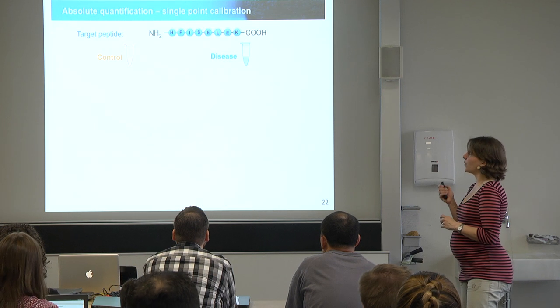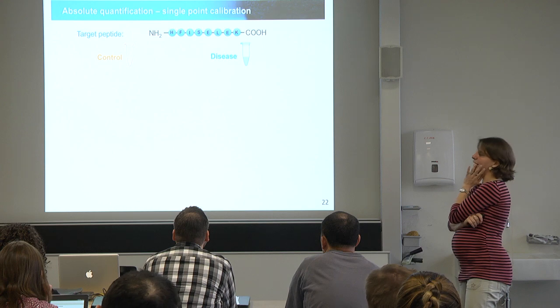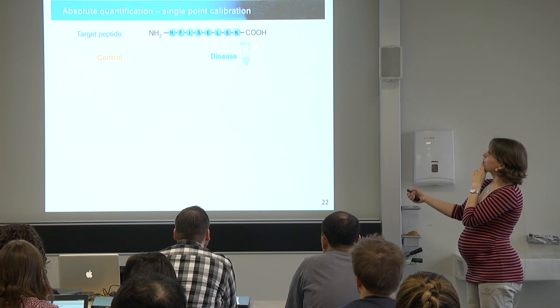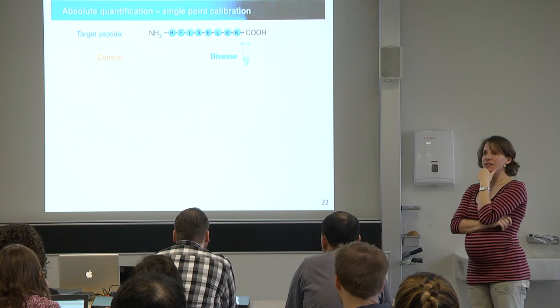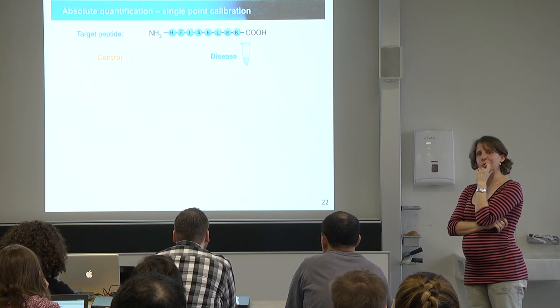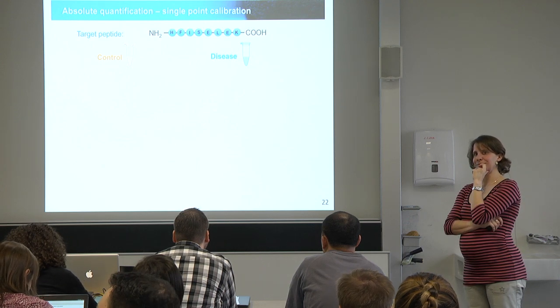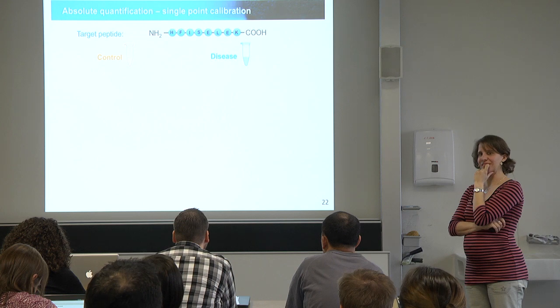Okay, so now we want to do absolute quantification on this target peptide. And we want to do it the most straightforward way, which is called single point absolute quantification. What do you need to do differently to the two examples before? Just one thing you need to do.